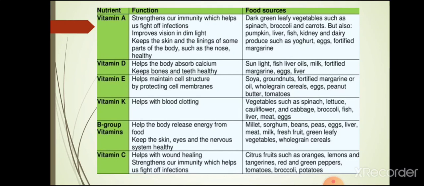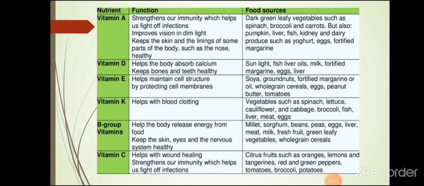Then friends, I told you there is a group of vitamins which we call vitamin B complex. The vitamin B group helps the body to release energy from the food, and it keeps our eyes, skin and nervous system healthy. And from where do we get vitamin B? From eggs, beans, fresh fruit, green leafy vegetables.